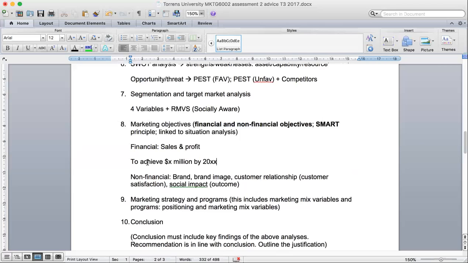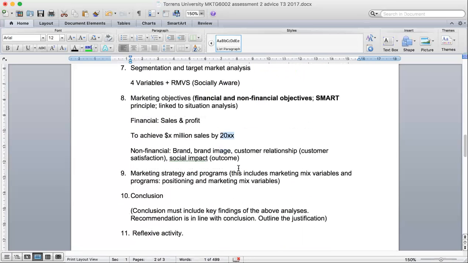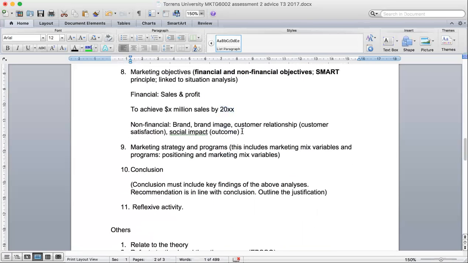I'm expecting that it is specific. Sales here specifies this objective is about sales, nothing else. Is it measurable? Yes, this X $1 million is measurable. Is it timed? Yes, it is. Is it achievable? Well, we need the previous data and also resources. Is it relevant for us? Well, assuming that this is the objective of a marketer, then yes, it is relevant.